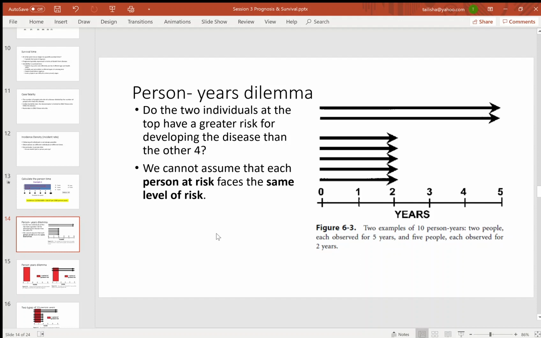So the lesson here is that you can't assume that each person at risk faces the same level of risk, because the person time may seem the same, but they've actually been observed for different amounts of time each, depending on how many people.